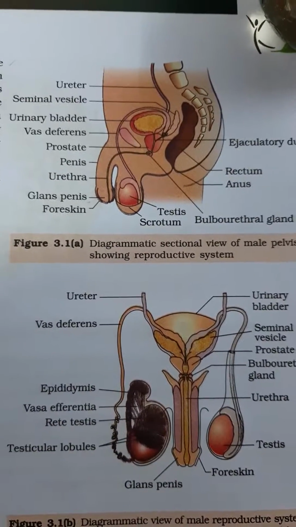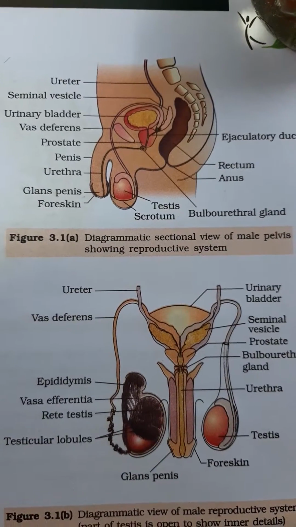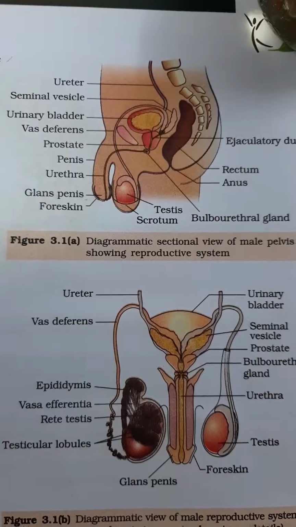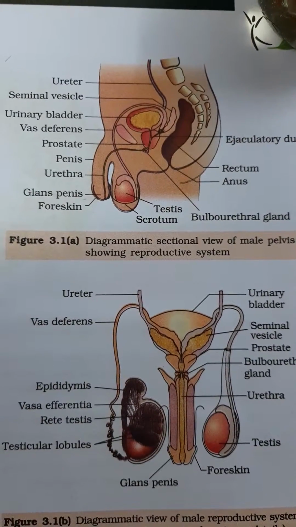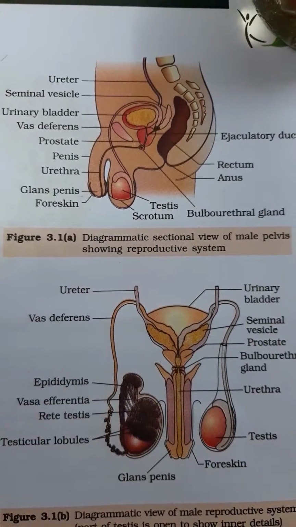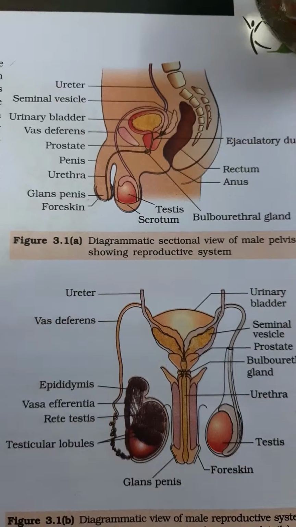The diagrams of the human male reproductive system are very important, and the second diagram would be more appropriate. If time permits, you can draw both the diagrams. The second diagram is much more detailed. So this is a very important question from the examination point of view.